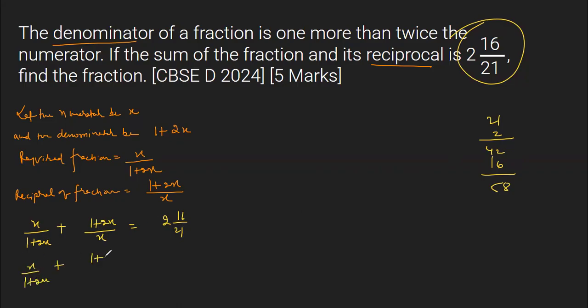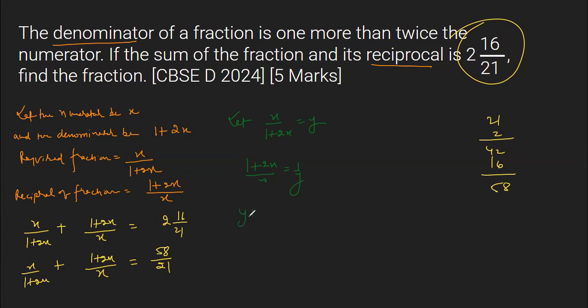I'm going to write this equation one more time: x upon 1 plus 2x plus 1 plus 2x upon x equals 58 by 21. Now you can take the LCM, cross multiply and then form the quadratic equation. But there is also a short trick. I'm doing a little substitution so that the equation becomes much easier. I'm going to let x upon 1 plus 2x equal to y. So 1 plus 2x upon x is equal to 1 upon y. I have done nothing but reciprocation.